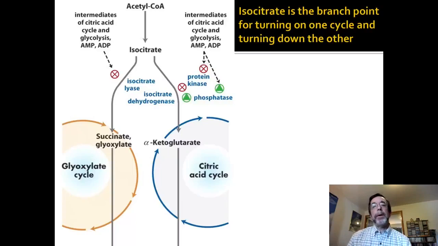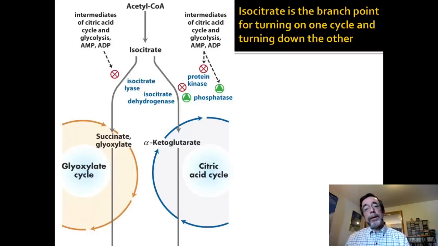When there's a lot of acetyl-CoA, it becomes a lot of isocitrate. And it turns out that isocitrate is the thing that will turn on one cycle and turn off the other. Look at this. Isocitrate will become succinate in the glyoxylate cycle. So isocitrate will actually be turned down. You'll turn off the glyoxylate cycle if you have a lot of citric acid cycle intermediates around, if you have a lot of glycolysis going on. Basically, when you are using the citric acid cycle for burning stuff, you turn off isocitrate lyase, which is the glyoxylate cycle promoting enzyme. That will make succinate.